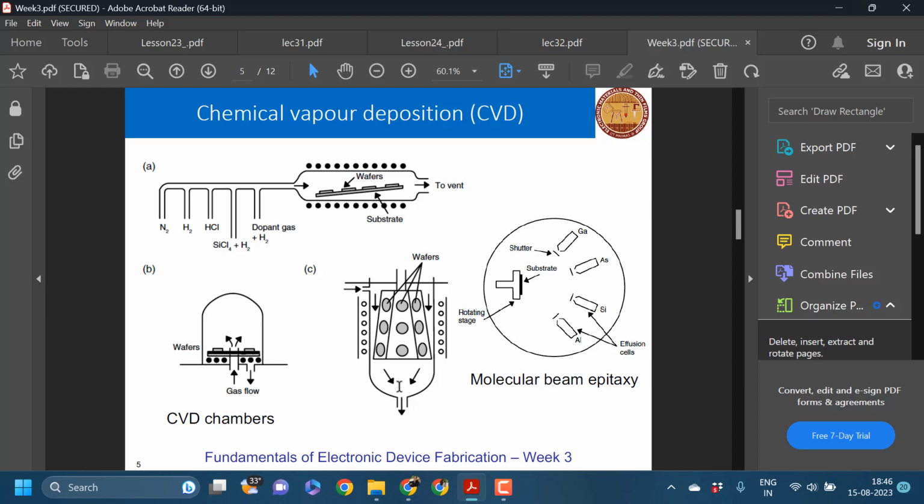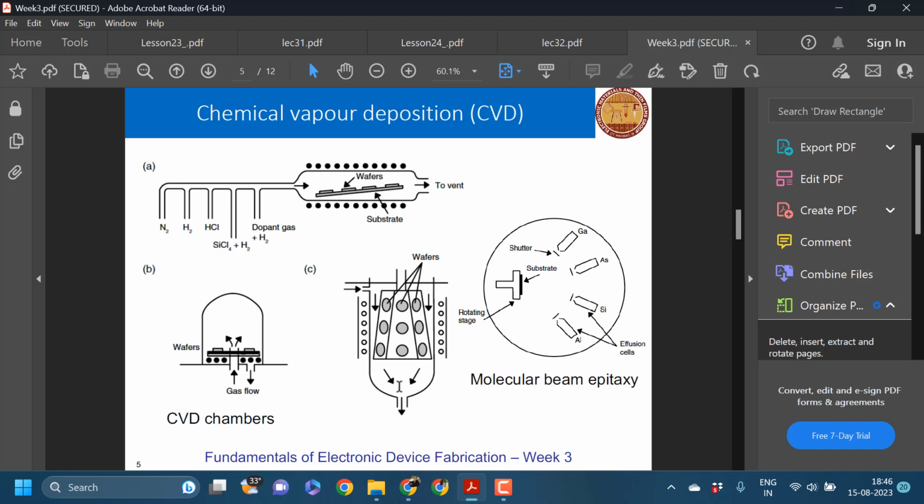Okay. So the basic principle of chemical vapor deposition is that chemicals containing the desired film or layer will be introduced into the reactor where the wafer will be held at a very high temperature. So this depositing material will be introduced into the reactor in the form of a vapor. And then this vapor will react onto the wafer surface to form a thin film. That is how the material will be deposited.